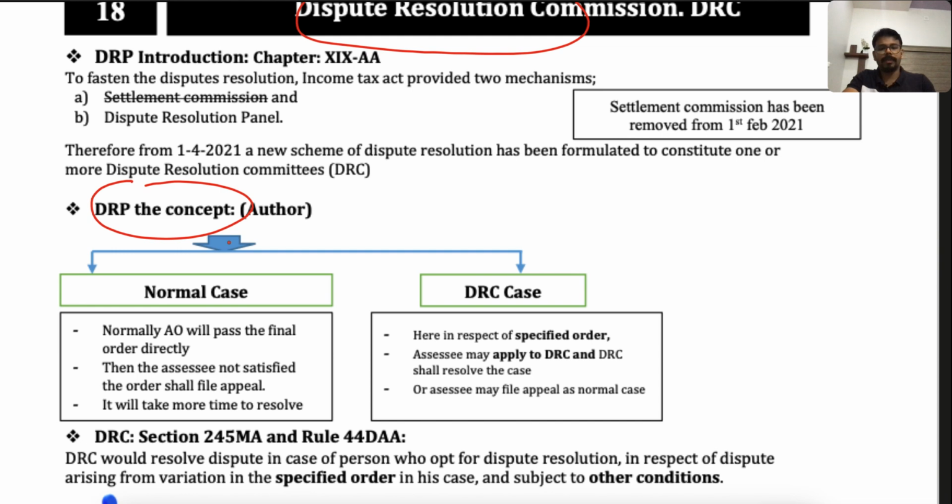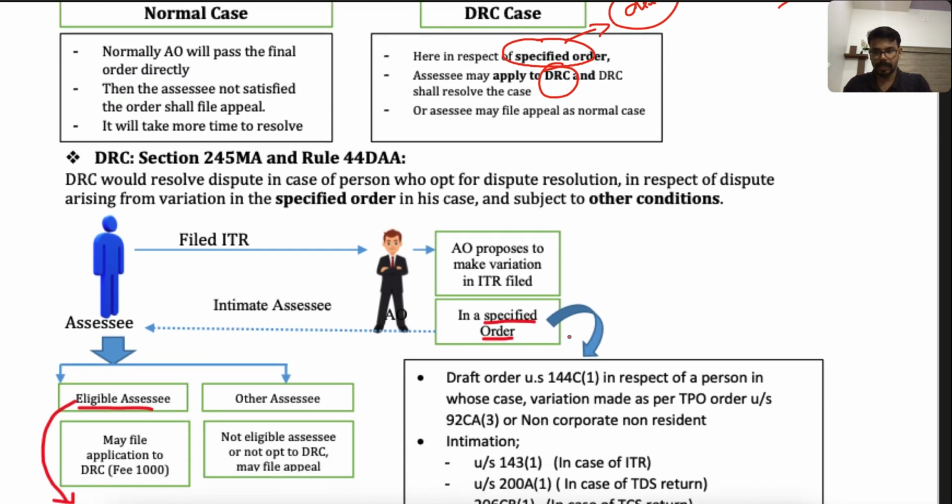Normally what happens is that the assessing officer will pass the final order, then if we are not satisfied, we have to appeal it, right? But in case of the dispute resolution commission, the option is that the assessing officer, in respect of a specified order, will not pass the final order. They will be passing a draft order. The draft order will be forwarded to the assessee. Instead of going to appeal, the assessee can directly approach the DRC. Okay, so it's a settlement mechanism. I've given it here.